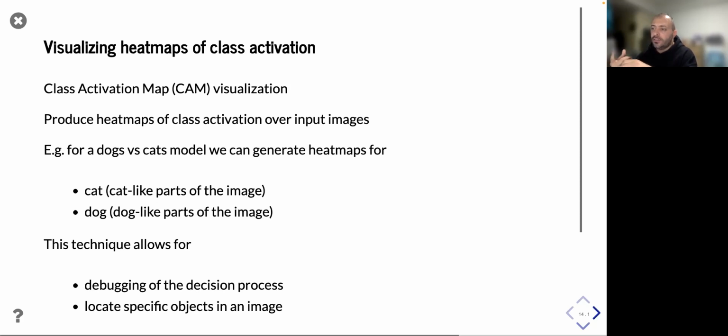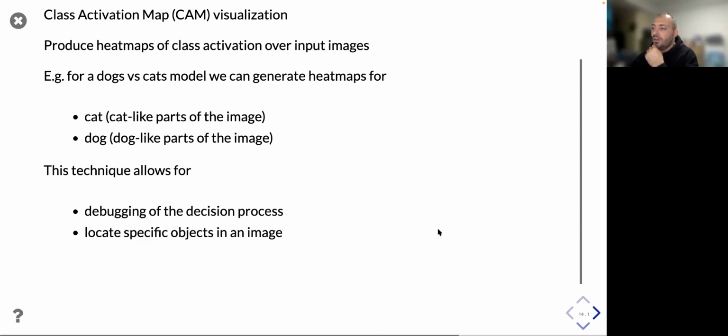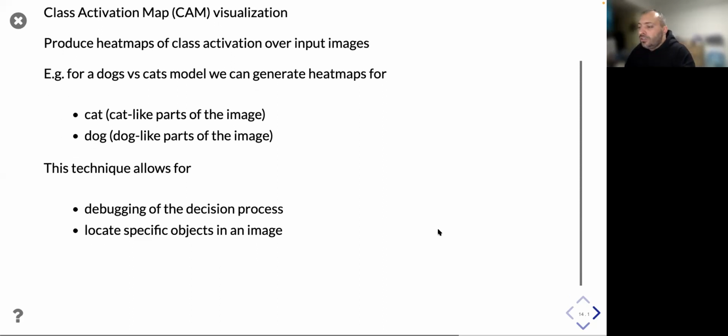For example, if we have a dog versus cat, we can generate the images of what is more cat-like parts of the image or more dog-like parts of the image. And this allows us to debug the decision process and to locate specific objects in an image. Actually, this last one is useful because you can technically have a segmentation model, more or less, when you just have a classification annotation. And it's actually used also in the industry.